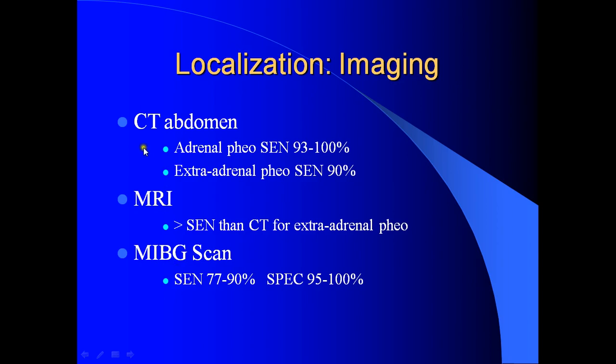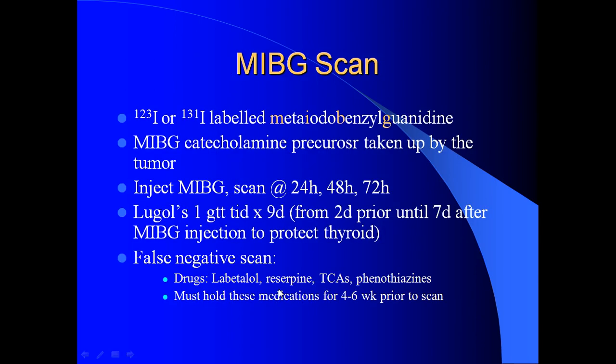Besides MRI we have the MIBG scan, which has a sensitivity of 77 to 90% and specificity of 95 to 100%. What is MIBG? It is iodine 123 or 131 labeled meta-iodobenzylguanidine. MIBG is a catecholamine precursor which is taken up by the tumor. We scan at 24 hours, 48 hours and 72 hours after injection. Lugol's iodine, 1 drop, is given 3 times a day for 9 days, from 2 days prior until 7 days after MIBG injection, to protect the thyroid gland.